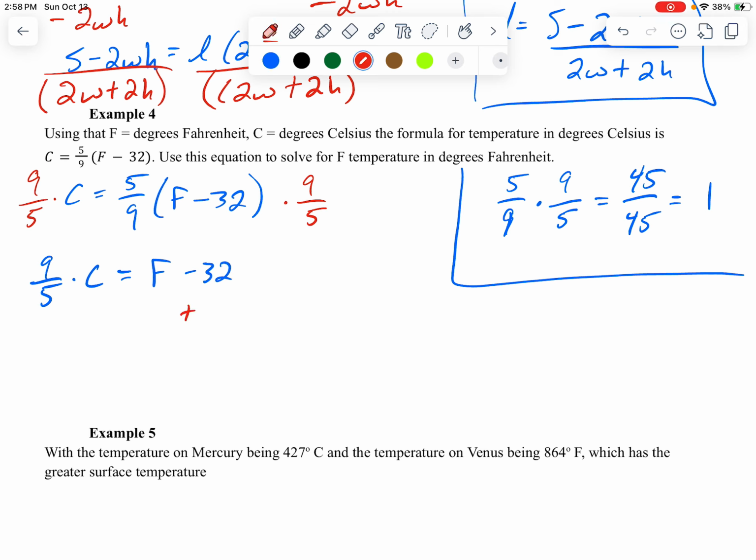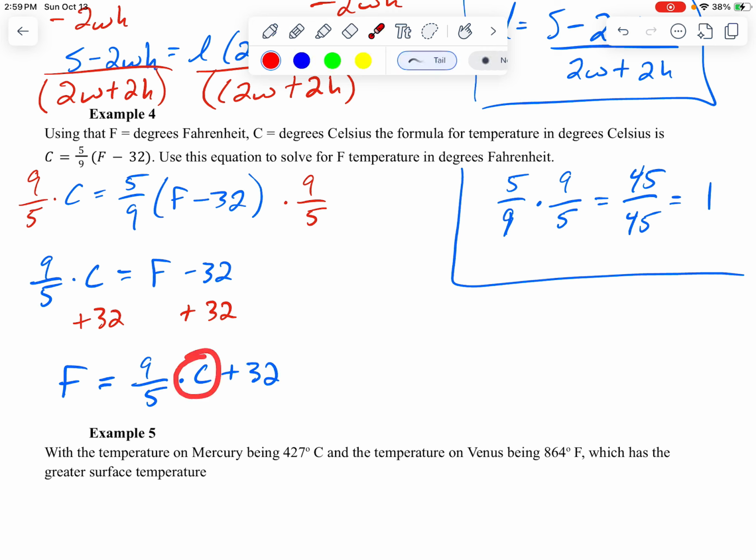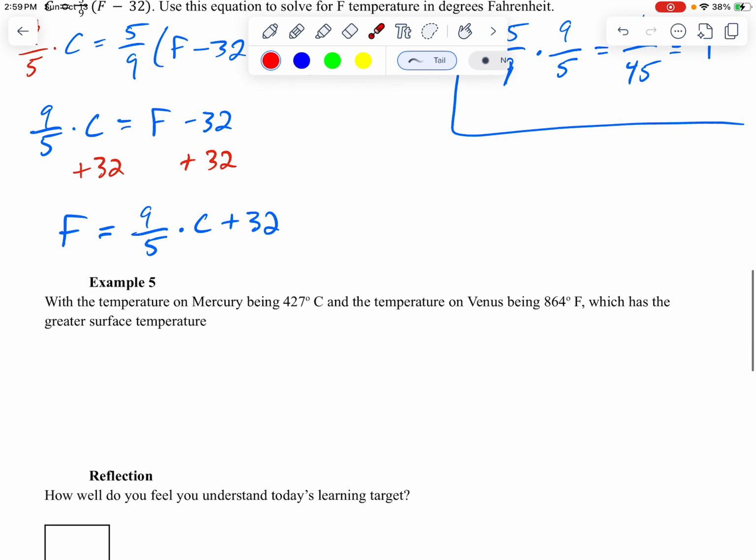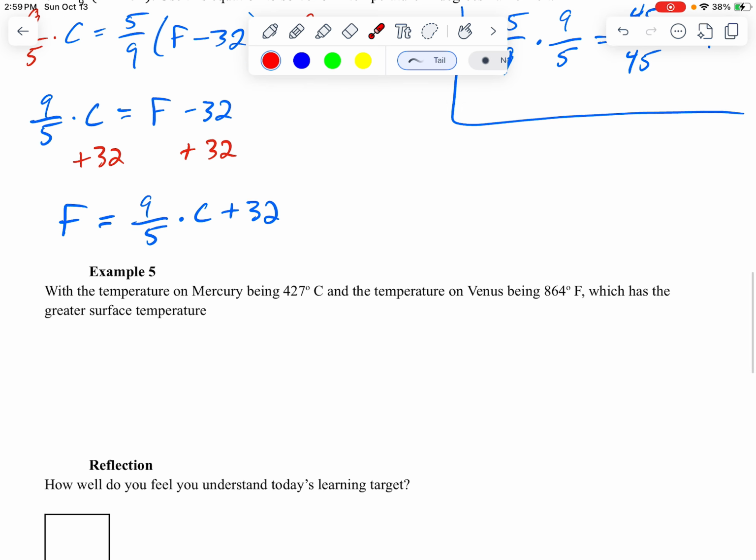Now just one step, add 32 to both sides, and we are done. So again, I'm just going to flip the order of this because we generally write our individual variable by itself on the left. So F equals 9/5 times C plus 32. Okay, so now if I'm given a degree Celsius, I can multiply it by 9/5, add 32, and I will get degrees in Fahrenheit. So this final example is a way that we might use that.